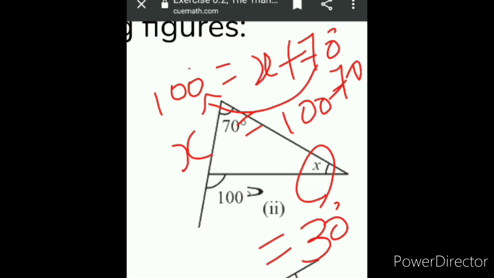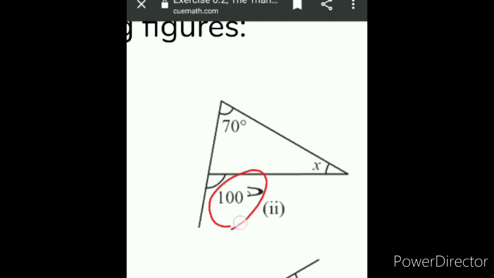Got it? If they ask the exterior angle measure, you should add these two. Got it? If the exterior angle is given and they ask any one of the interior angle measures, you should subtract these two. That is the difference between the two methods.